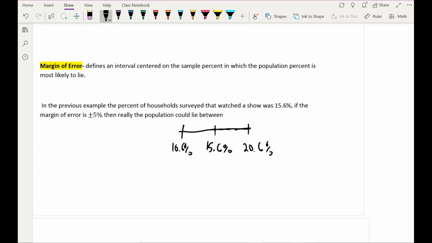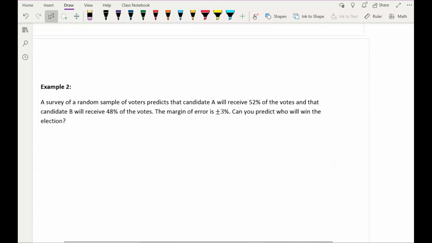So really, 10.6% all the way up to 20.6% of people could have watched that program. So there's really some fluctuation that could happen here. So how do you interpret this then? Let's move on to our last example here that we'll do.